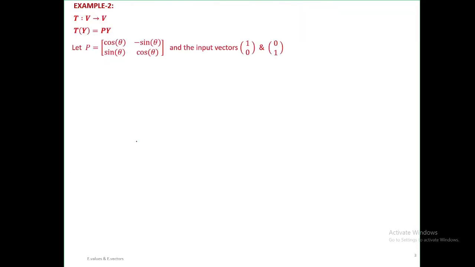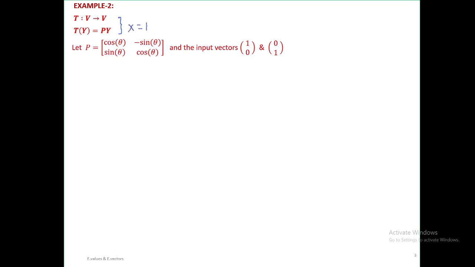I am transforming the vector y. Now it is going to P of y. The domain vector is y, the codomain vector is P into y. So now y is transforming as P into y. This one I can call some x, so x is equal to Py.